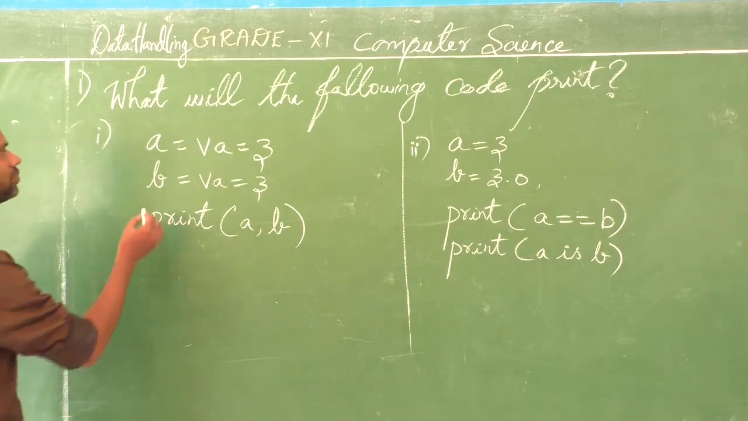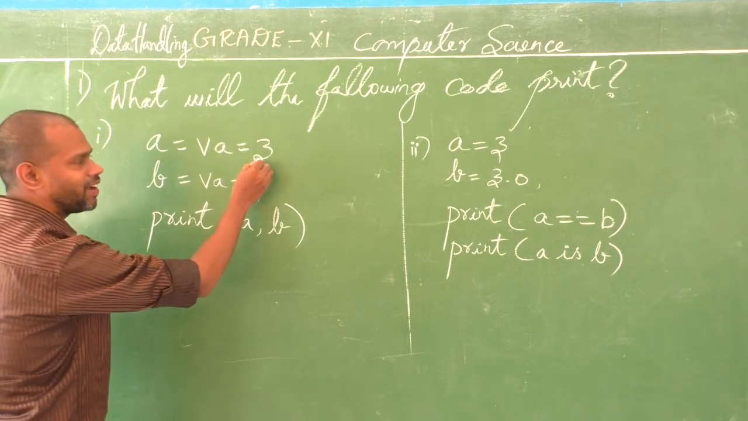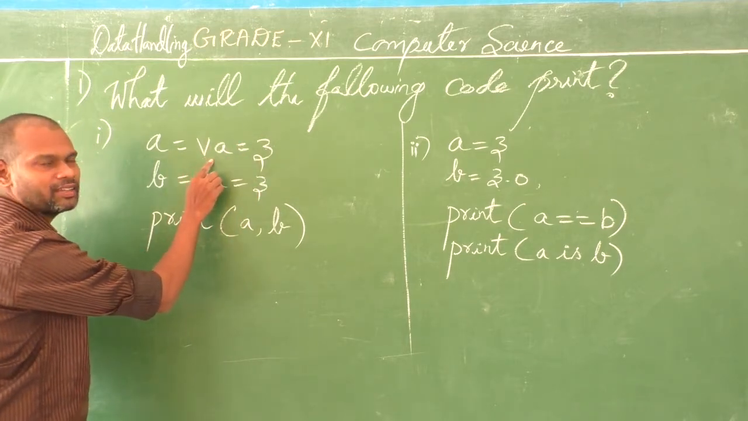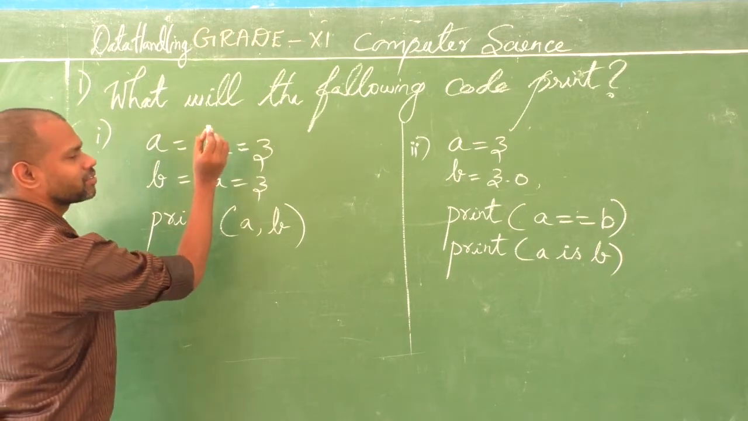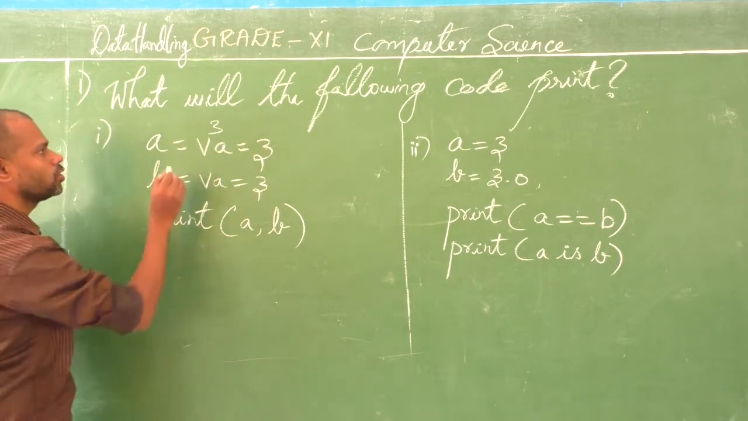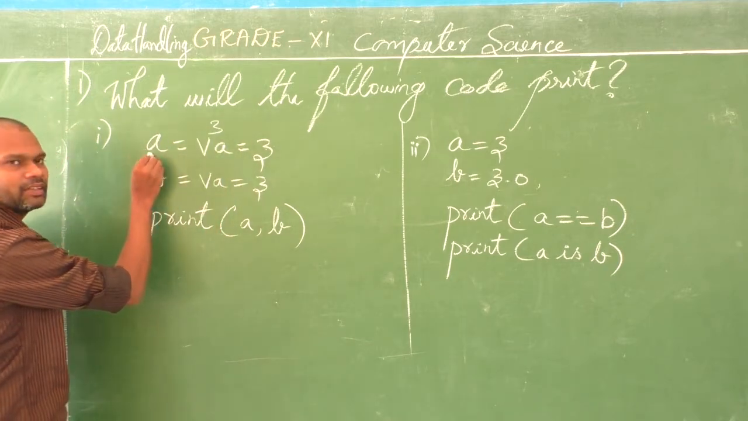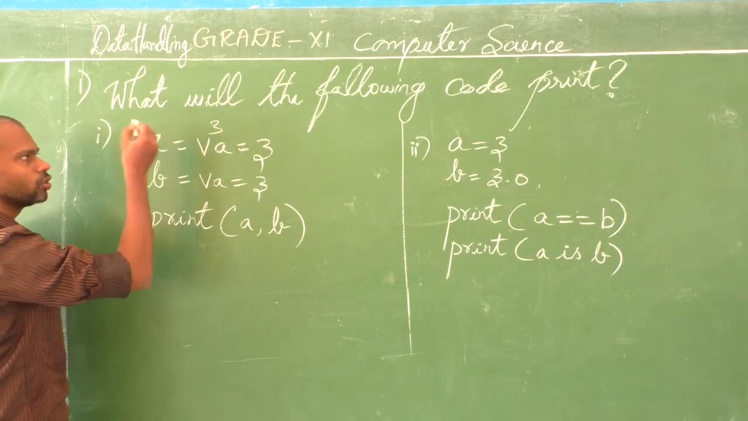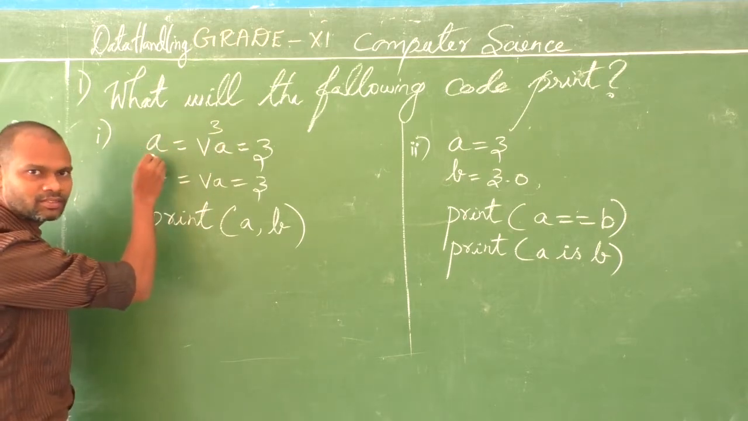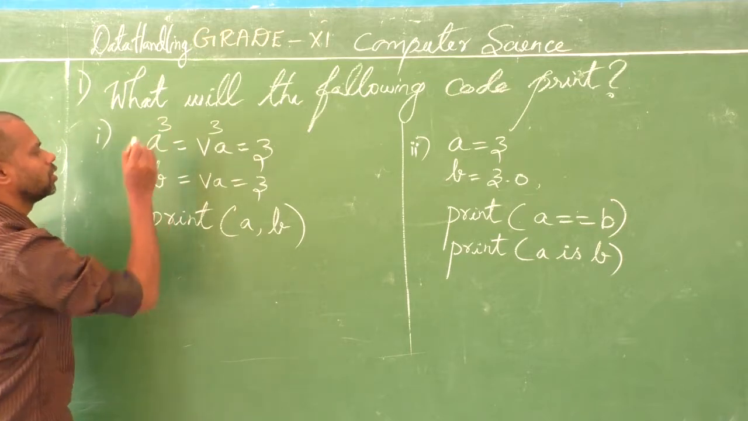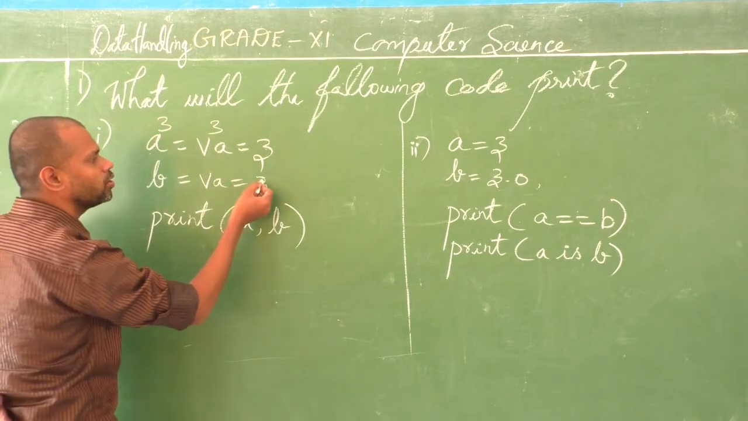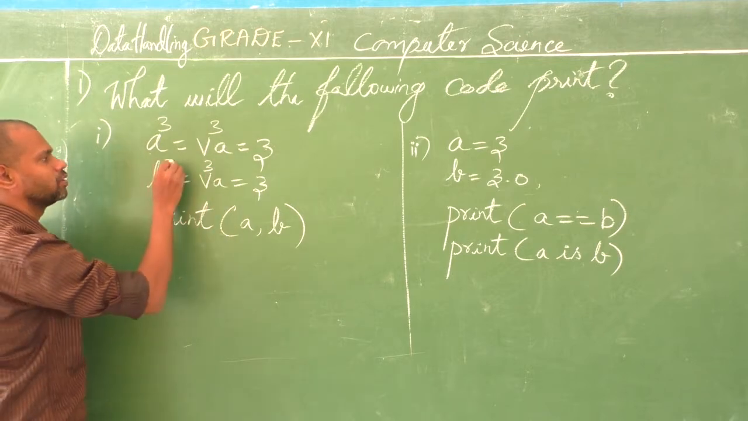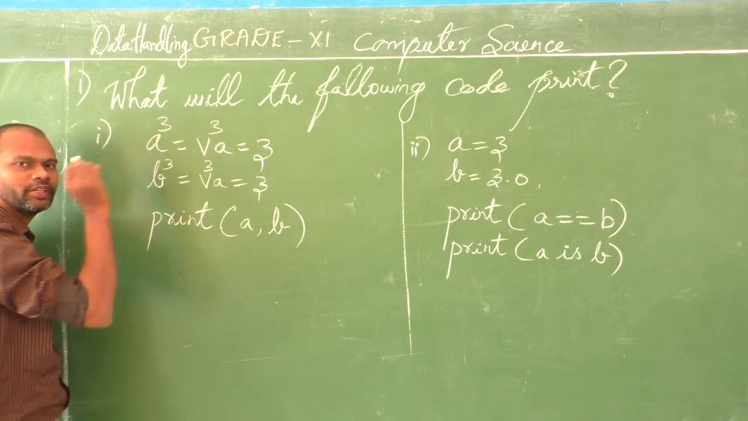First we can see that 3 is the value that will be stored in VA. Now what is the value of VA? It is nothing but 3. So what is the value of A? This 3 will be transferred to A, so now the value of A is 3. Here also the 3 will be transferred to VA and then to B. Now the value of B is also 3, got it?